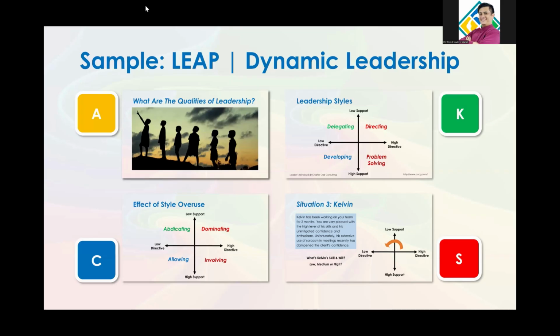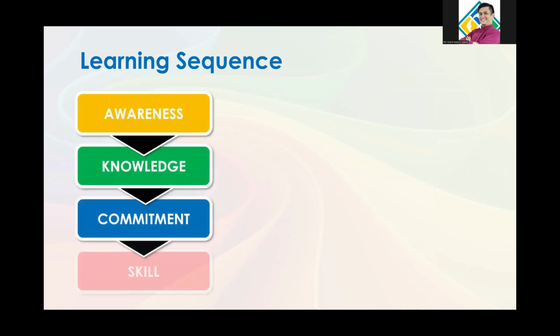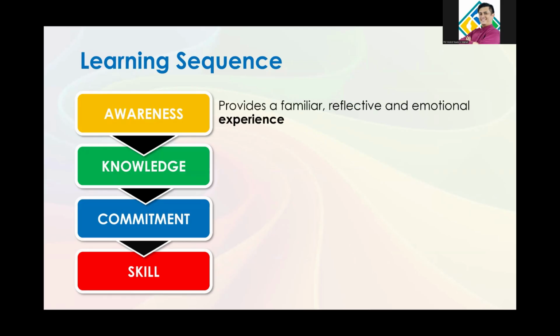If I remember right, a lot of people were raving about AKCS, awareness, knowledge, commitment, skill, and how much you liked it. So now we're going to deep dive into it. AKCS is called the learning sequence, how people learn naturally. Therefore, this is how we should design our webinars and virtual courses. At the beginning of the webinar, you introduce yourself, welcome them to the course, and the first thing you should do is run an awareness activity.